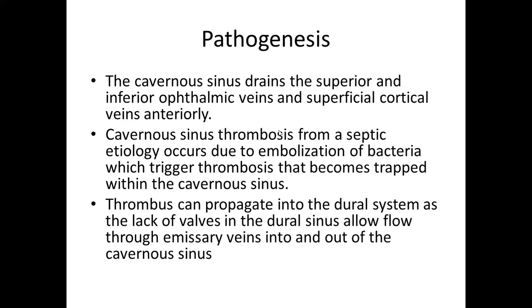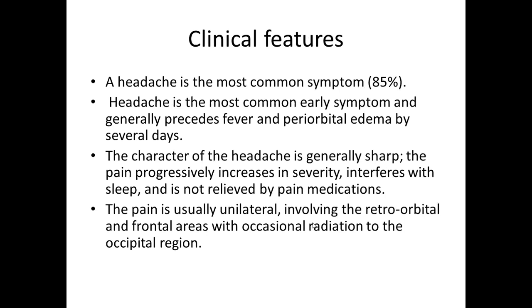As I told earlier, in pathogenesis, the cavernous sinus drains the superior and inferior ophthalmic veins and superficial cortical veins anteriorly. The septic etiology occurs due to embolization of bacteria, which triggers the thrombosis that becomes trapped within the cavernous sinus. Thrombus can propagate into the dural venous system. As I told earlier, emissary veins are valveless, and the infection gets trapped in the cavernous sinus.